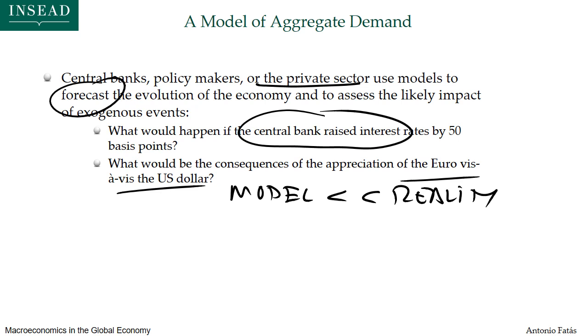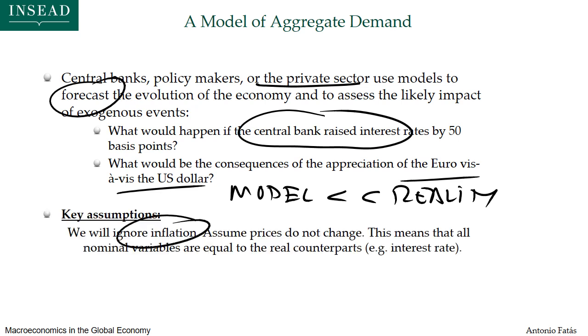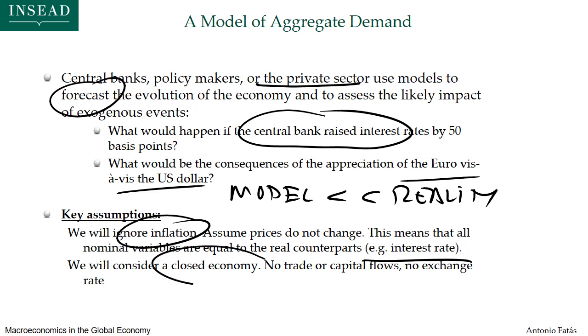Now, the two assumptions that we're going to make in this particular video: first, we're going to ignore inflation. That's going to simplify the relationship between real and nominal variables because the two will be identical. For example, when it comes to interest rates, we will not make a distinction between real and nominal variables. And second, we'll just look at the case of a closed economy, so we will ignore trade flows, capital flows, or the impact of exchange rates.